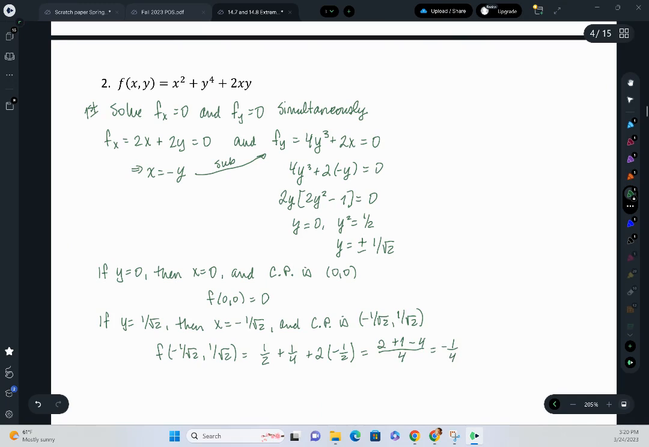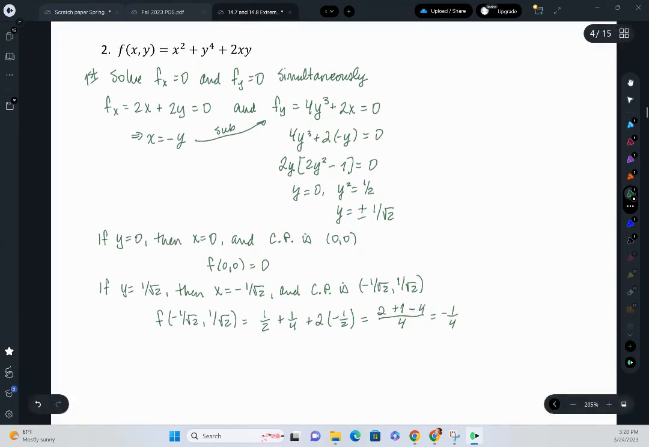Is that what I got before? Doing math while being recorded is difficult. Let me see. 1/2 and 1/4 minus 1. So we've got a negative half plus a quarter is a negative quarter. Yeah, okay. Not trusting myself.